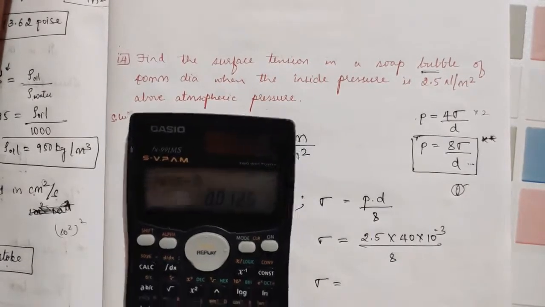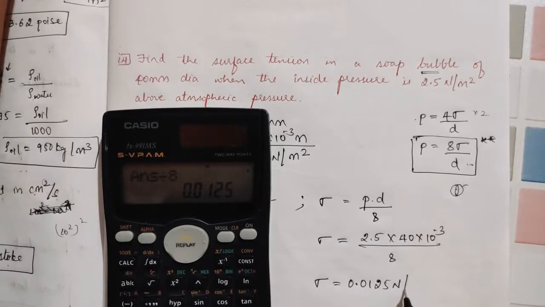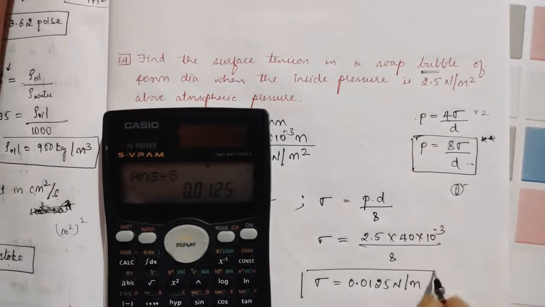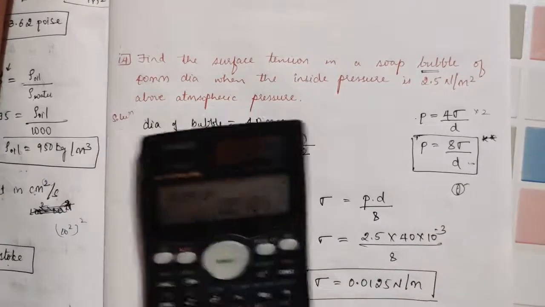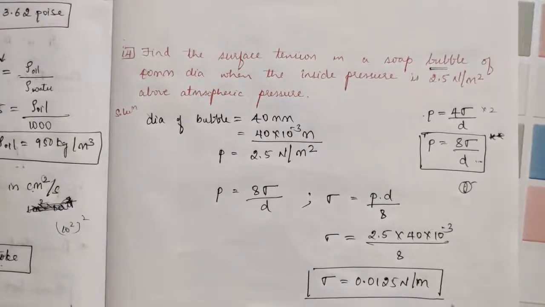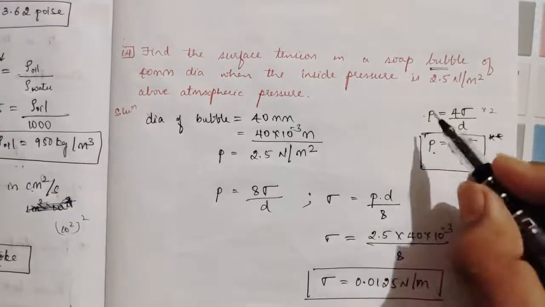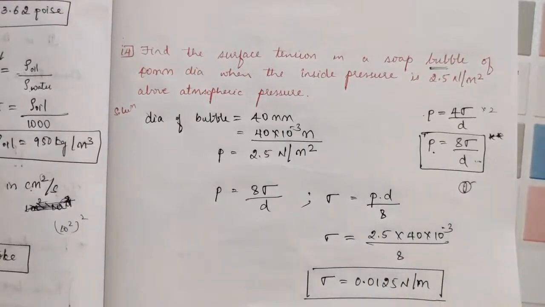The value is 0.0125. What is the unit? Newton per meter. Surface tension unit is Newton per meter, so 0.0125 Newton per meter. Some easy problems will be given. Just you need to remember the formulas and practice.